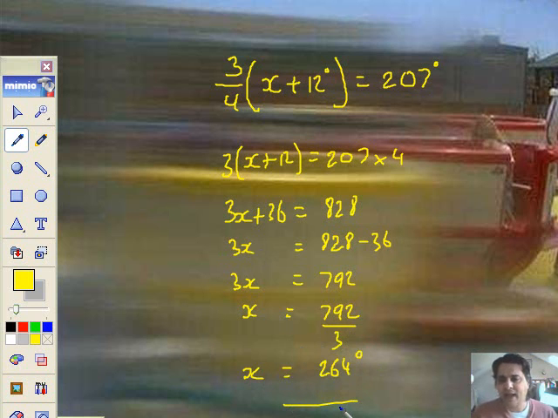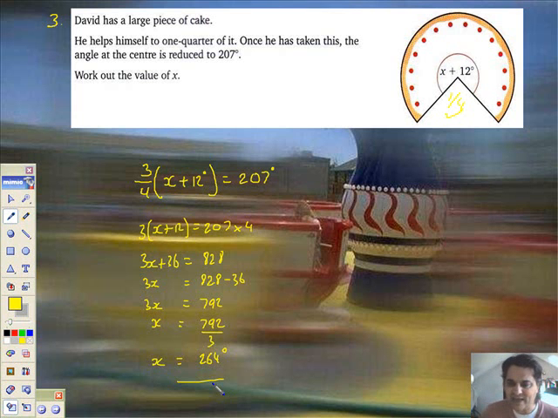The angle at the centre has been reduced to 207. A quarter has been taken away. I have 3/4 left, 264. So that's what it was before he took a chunk out of it. So x was 264 plus the extra 12 degrees, that would have been 276 degrees worth of cake, and that's all right. So what I'm going to do is stop there, and I'll get back to you quite soon.